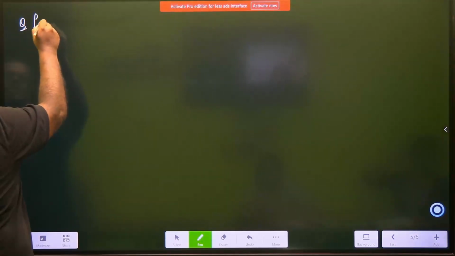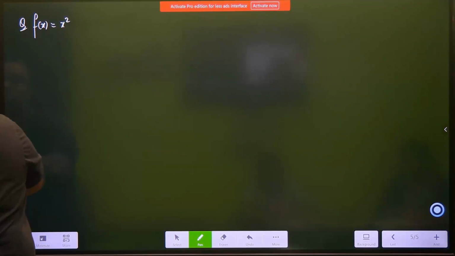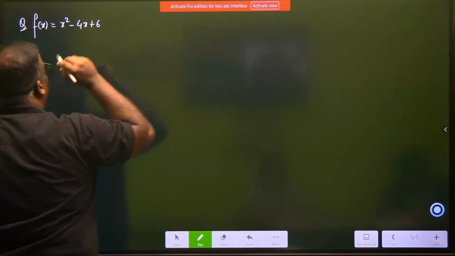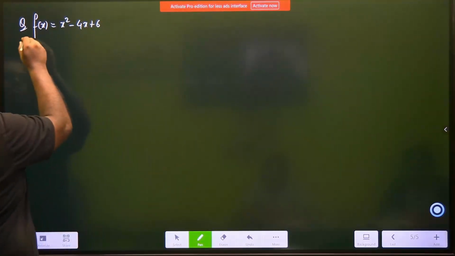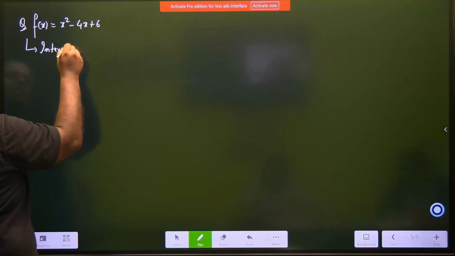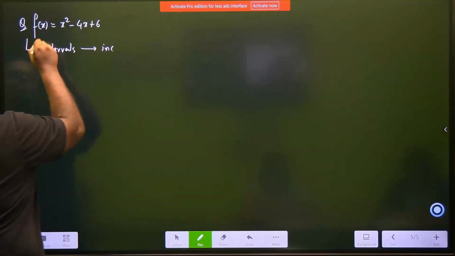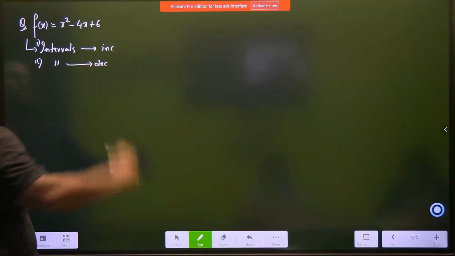f of x given by x squared minus 4x plus 6. They're asking me that find the intervals. You get me the intervals where the function is increasing. That's your first part of the problem. And you also get me the intervals where the function is decreasing. Have you understood?